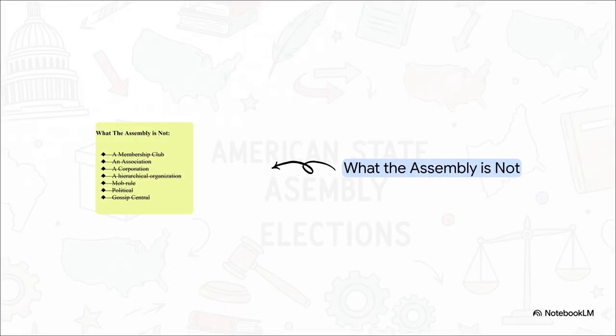But conversely, the texts make a really sharp distinction regarding what an assembly is not. It's not a corporation, it's not a membership club, a hierarchical organization, or a hub for mob rule. Instead, the assembly is designed to be entirely committee-based, completely resisting those traditional corporate-style structures we see so often.